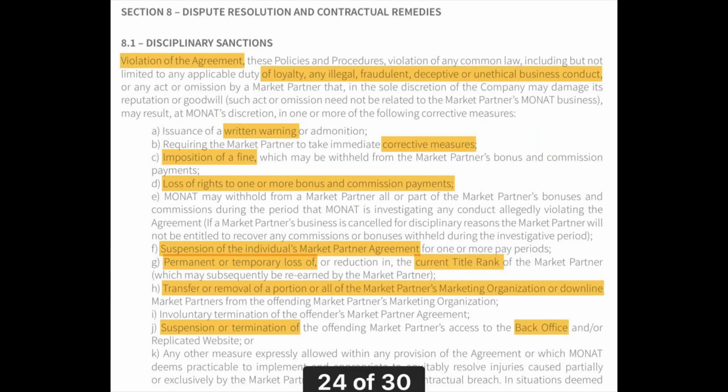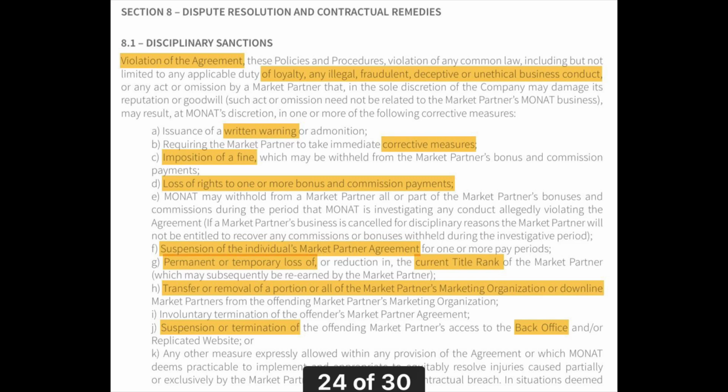In section 8.1, which talks about disciplinary sanctions, it says violation of this agreement, duty of loyalty, or any illegal, fraudulent, deceptive, or unethical business conduct will have the following corrective measures depending on the level of violation that you made. You can probably get a written warning. You can probably get corrective measures in which they're going to tell you, okay, you need to correct that, but don't do it again.